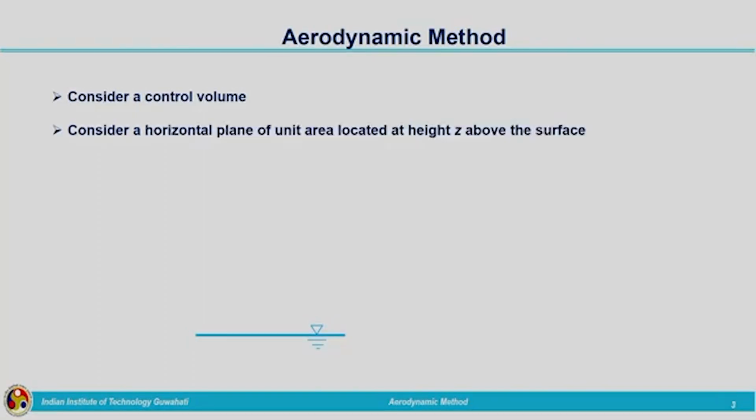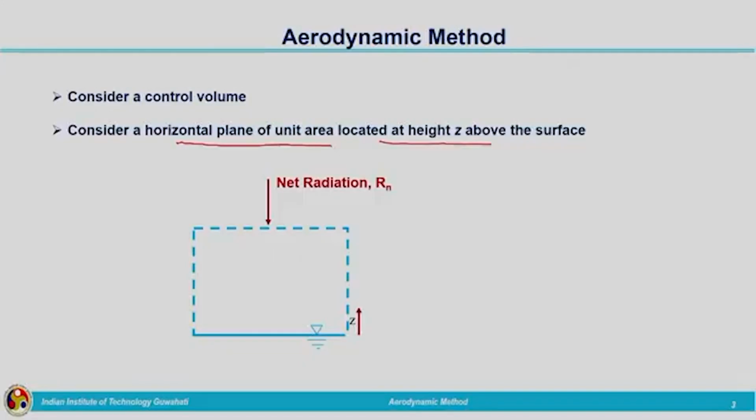For this also we are going to consider a control volume, just above the water body. Let this be the water surface, and consider a horizontal unit area located at a height of z above the water surface. We will be considering the vapor movement in the upward direction, that is, we are considering the z direction as upward. So this is our control volume, and heat energy is absorbed by the water.